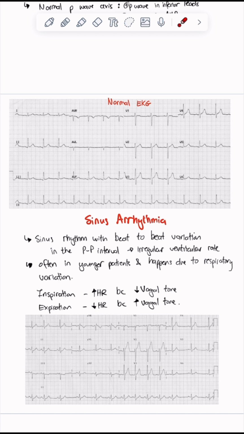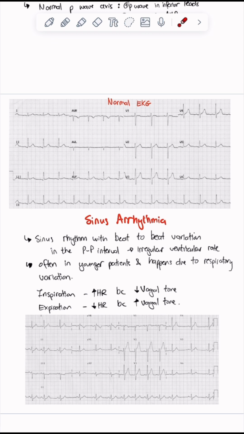Basically, when we take a deep breath in, we're dropping our intrathoracic pressure, which decreases our vagal tone and increases our heart rate. Whereas when we expire, we are increasing our intrathoracic pressure, which increases our vagal tone and in turn decreases our heart rate.